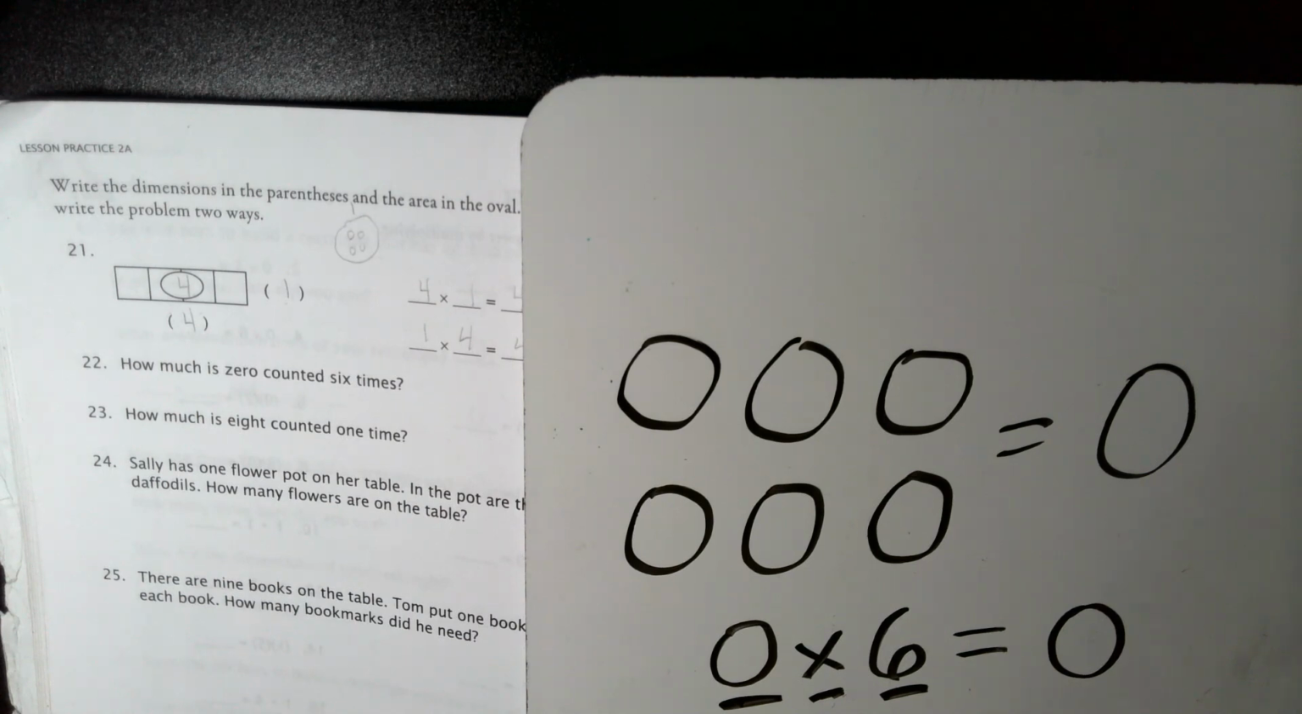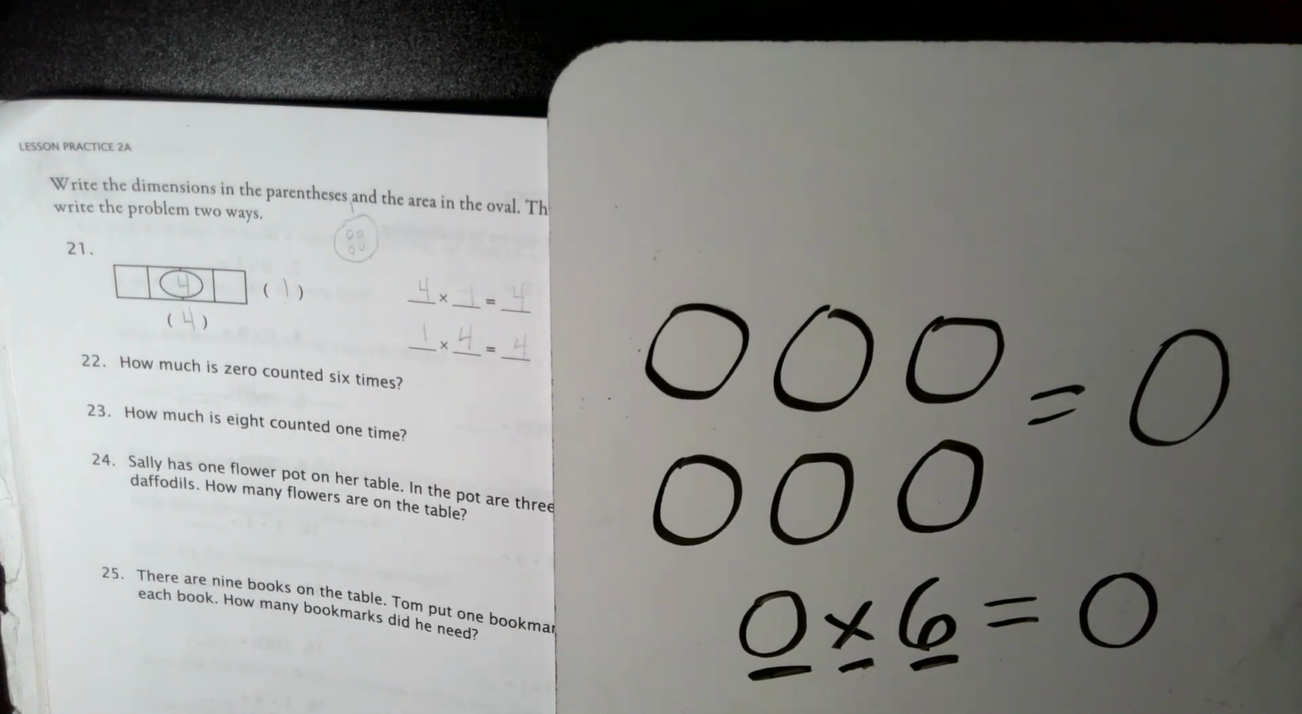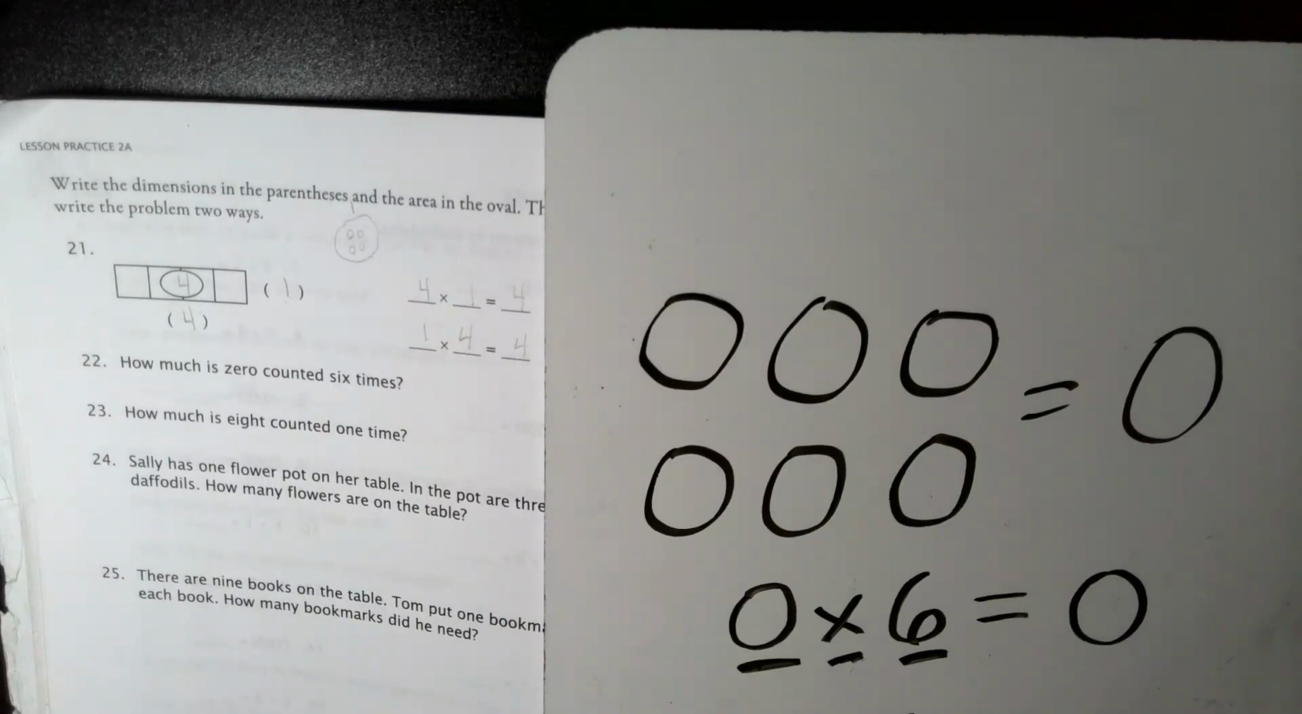Then we go to number 23. It says how much is 8 counted 1 time. Okay, so we have 8 counted 1 time. That is 8. So anytime you read how much is this number counted this many times, that means that for each time you're counting it, that's one group of that number.